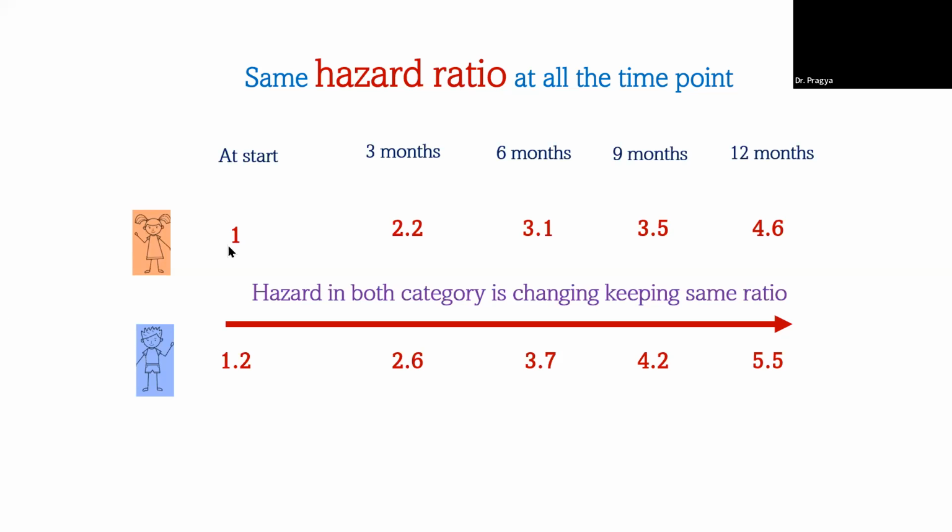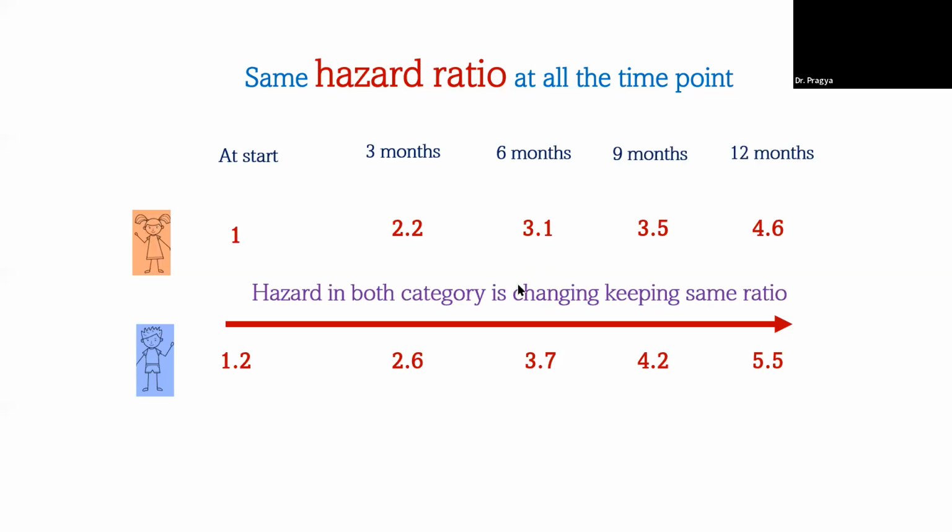Here you can see that at the start it is 1 and here it is 1.2. At 3 months, the hazard in female is 2.2. And what is my event? If you can recall the last session, we defined what we understand by survival time and how we define an event. So in this case, the event is the second attack of myocardial infarction. At 3 months it is 2.2, and the hazard at this 3 month is 2.6.